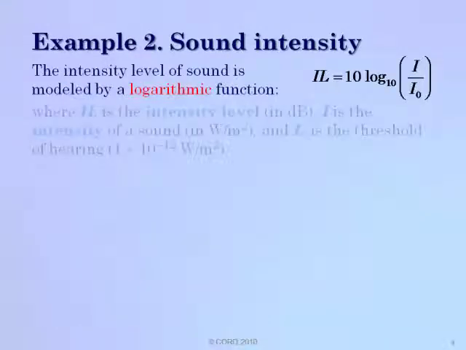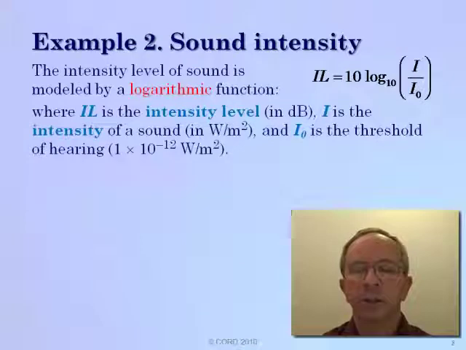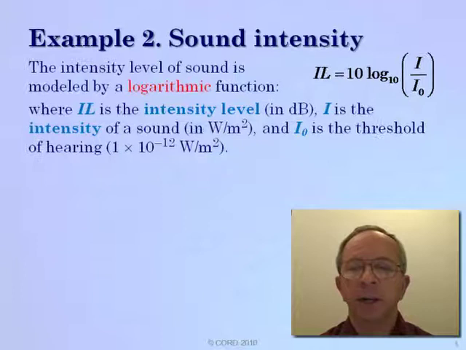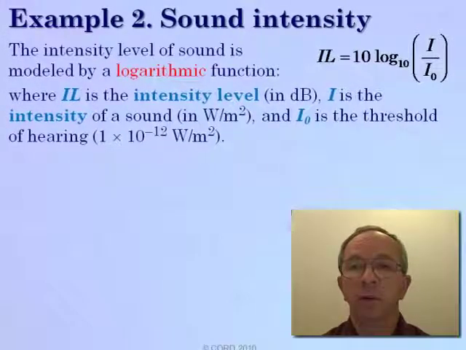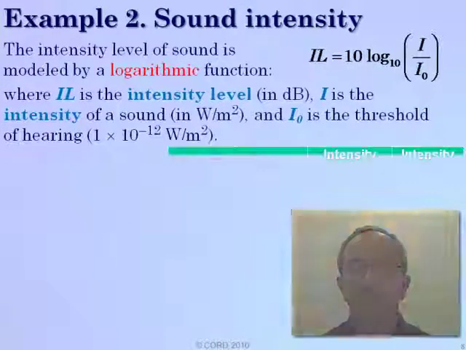Now let's look at logarithmic functions, which are somewhat related to exponential. The intensity level of a sound that we measure is modeled by a logarithmic function. So perhaps you've heard about sound levels in decibels. Well, this is the formula that we use to calculate the decibels: 10 times the log base 10 of the ratio of the intensity we measure in watts per meter squared divided by the threshold of hearing, a very, very low intensity level of 1 times 10 to the minus 12 watts per meter squared.